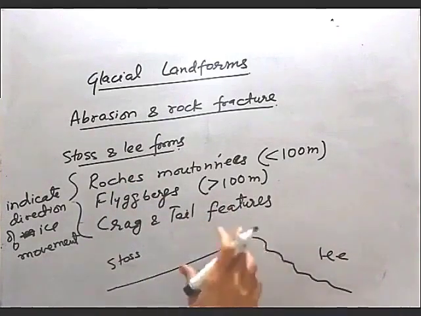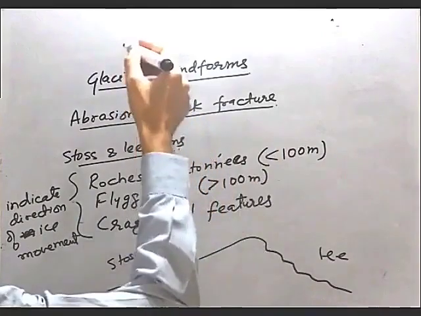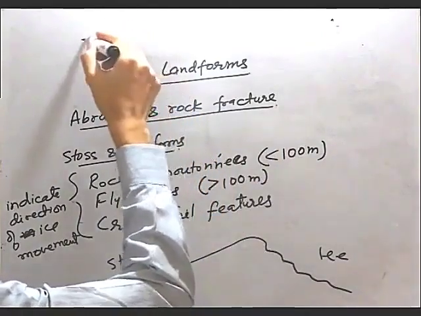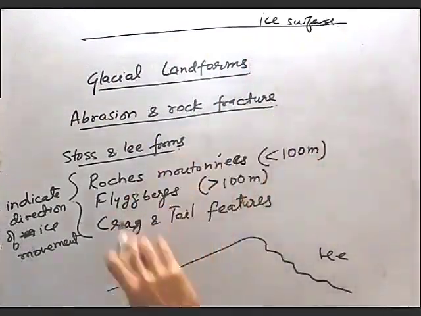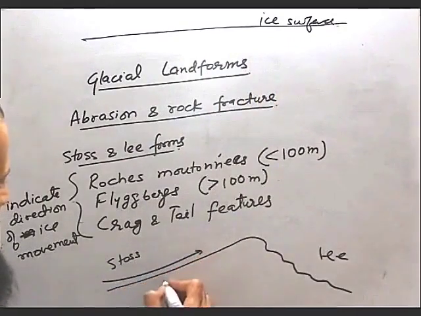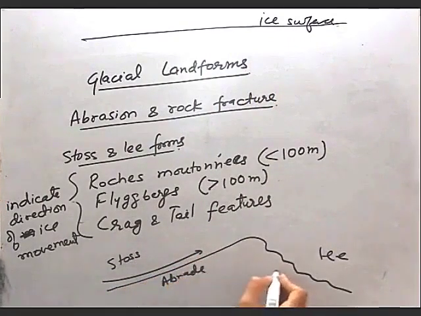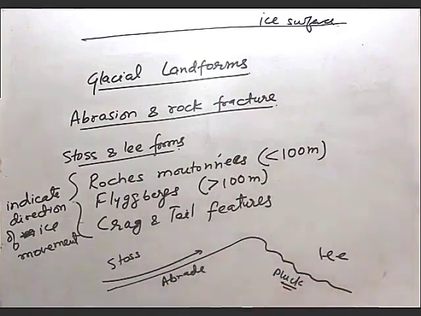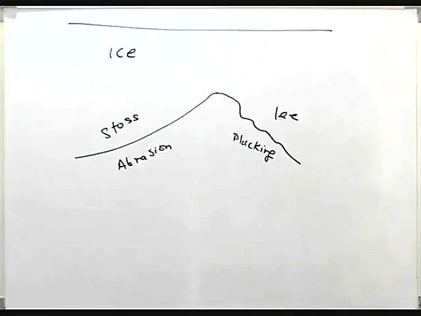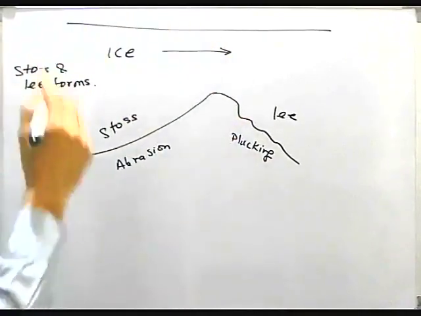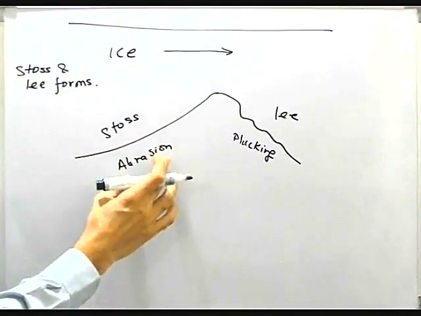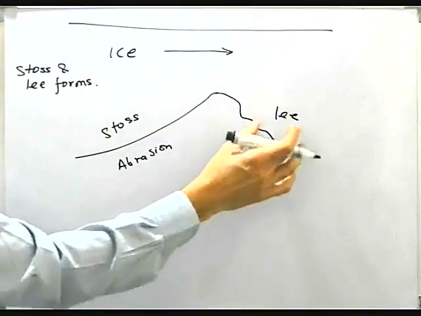Let us say the thickness of ice may be this much, and this is the ice surface over here. So ice is moving. On this side it will abrade, and on this side it will pluck or quarry the joint blocks. So in the case of stoss and lee forms, there is a stoss side and a lee side. This is the direction of movement of ice. Abrasion takes place on the stoss side and plucking takes place on the lee side.